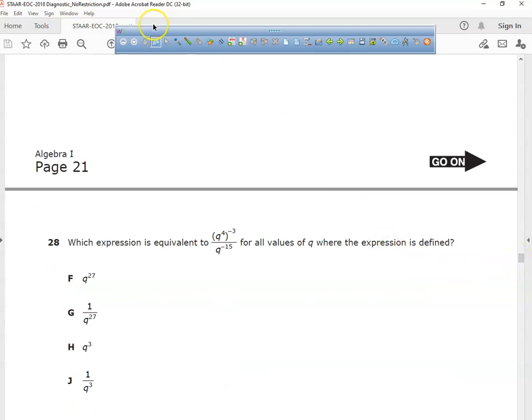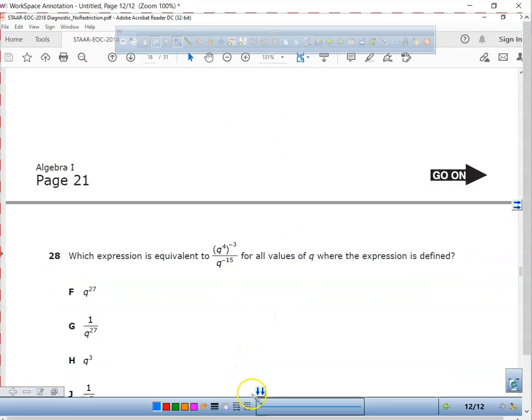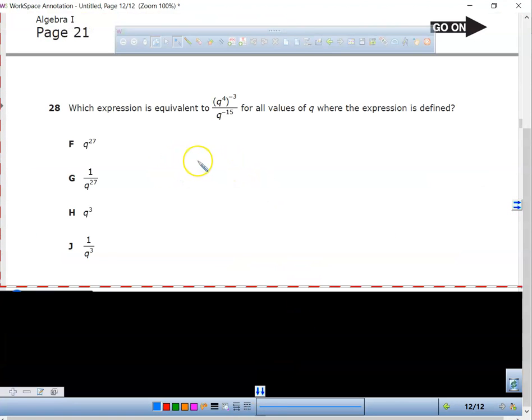Oh, here we go. Finally, something that's new that you haven't seen before. All right? So here's what I want you guys to do. On your paper, put q to the power of 4, all to the power of negative 3, over q to the power of negative 15.